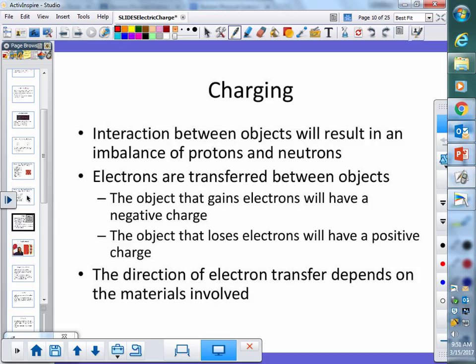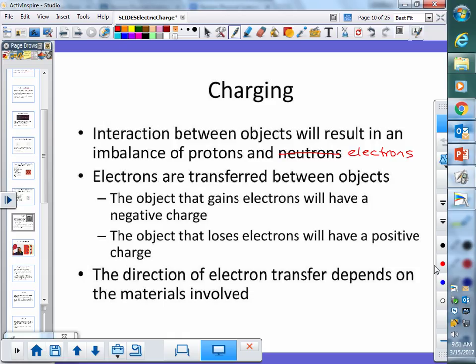All right? So, charging, or methods of charging. An interaction between objects results in an imbalance of protons. Sorry about that. All right? So, some interaction causes an imbalance of protons and electrons.